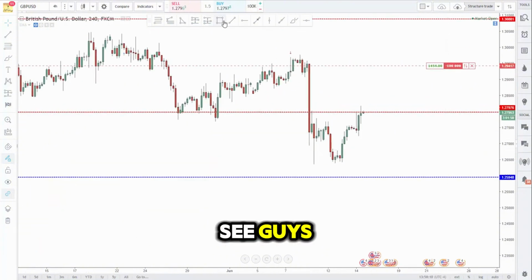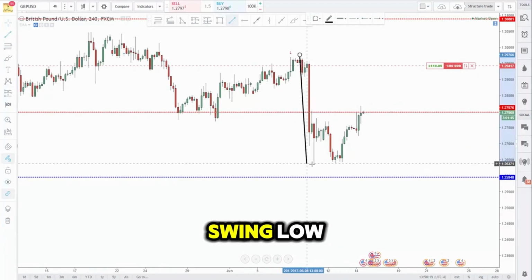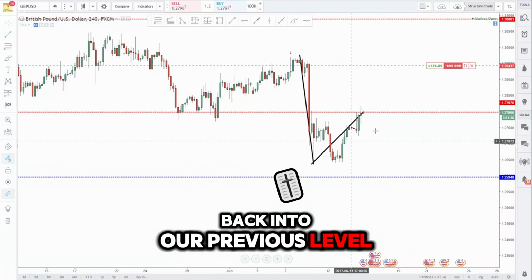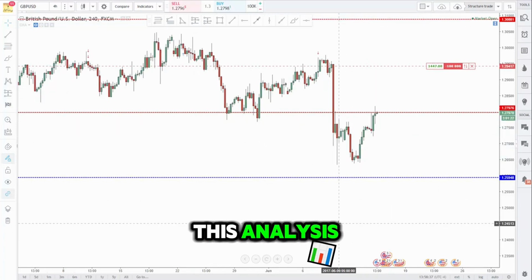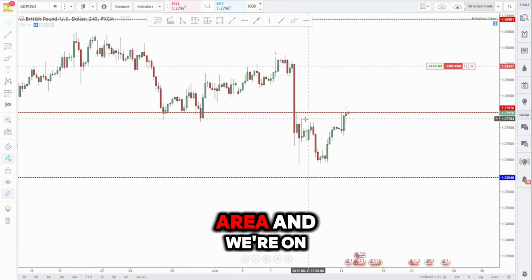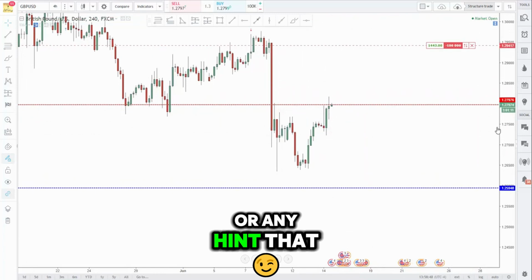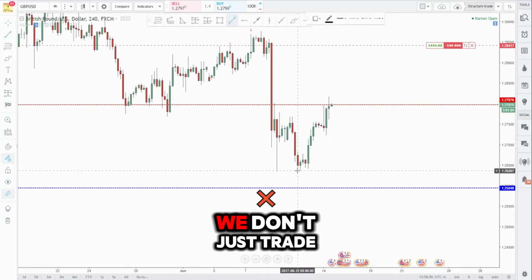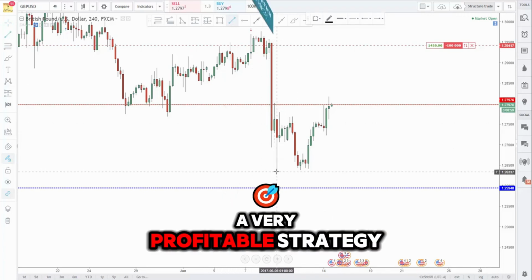So as you can see, guys, this market moved down pretty impulsively here on the 4-hour chart, coming down to our new swing low, and has since pushed back up in this pullback into our previous level of support, which is where we're sitting at right about now. So guys, here's a good example of using this analysis to point out a good area to look for a trading opportunity. We now have our area, and we're on the 4-hour chart, but we do not yet have any inclination or any hint that the market is going to go any lower. And that's what I was talking about earlier in the video. We don't just trade these levels of structure because they're important levels on the daily chart. That's not going to be a very profitable strategy.